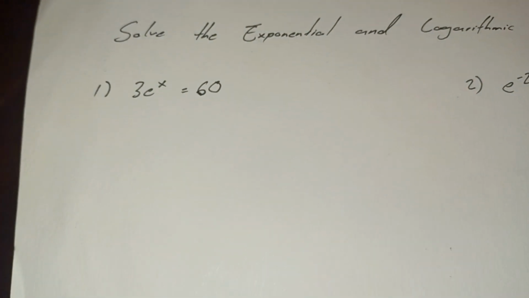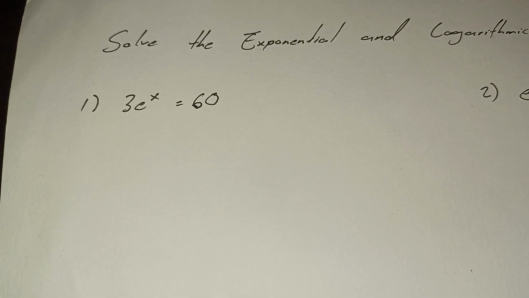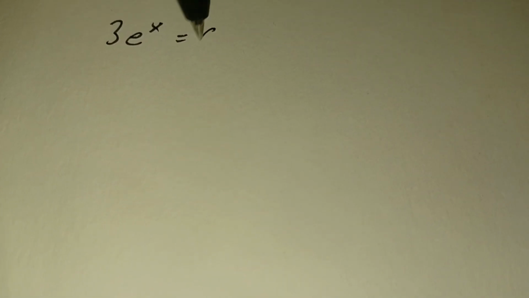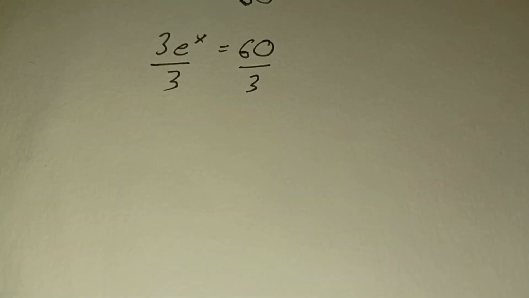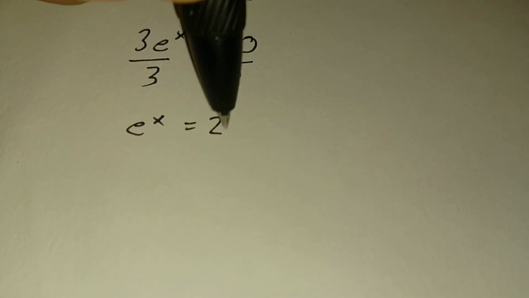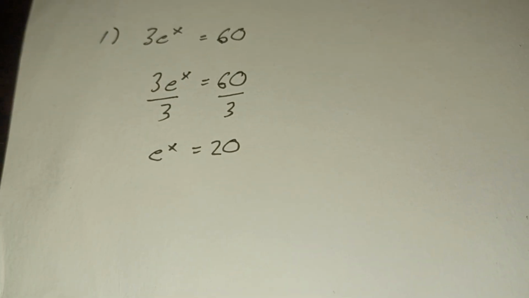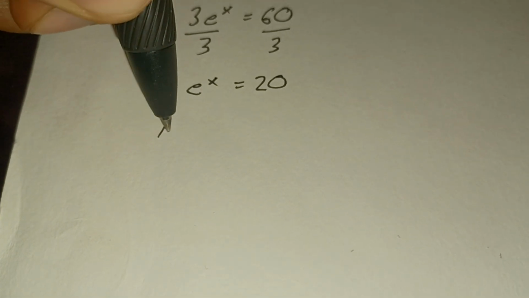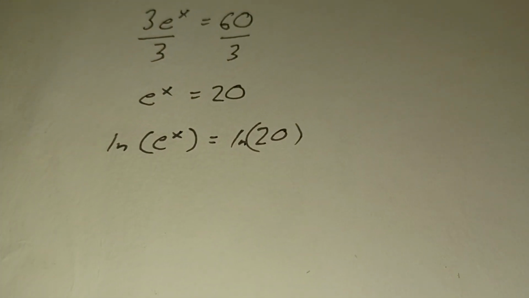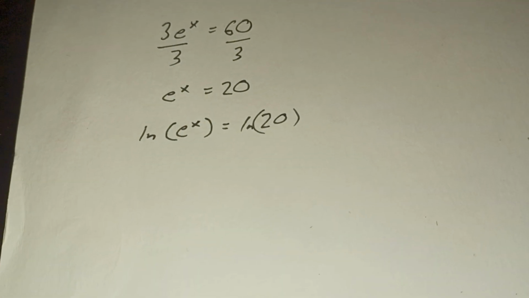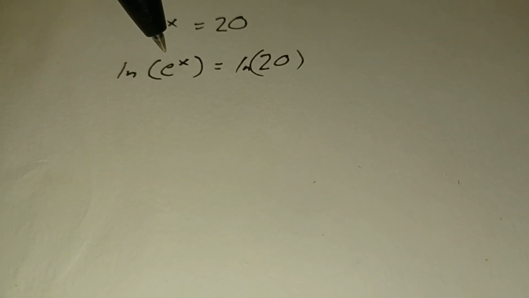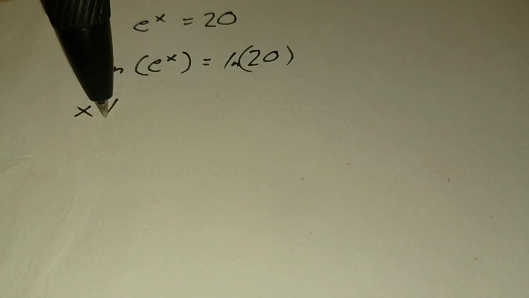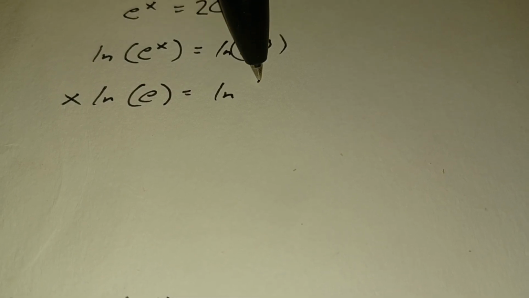Let's start. We have 3e to the power of x equals 60. So how do we do this? We first start off by dividing by 3. That gives us e to the power of x equals 20. Now we take the natural log of both sides: ln of e to the power of x equals ln of 20. We can rewrite ln of e to the power of x as x ln e equals ln 20.